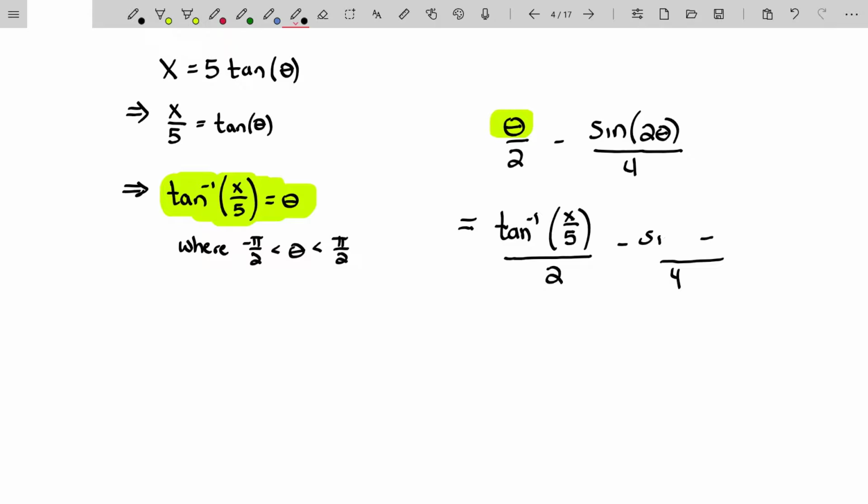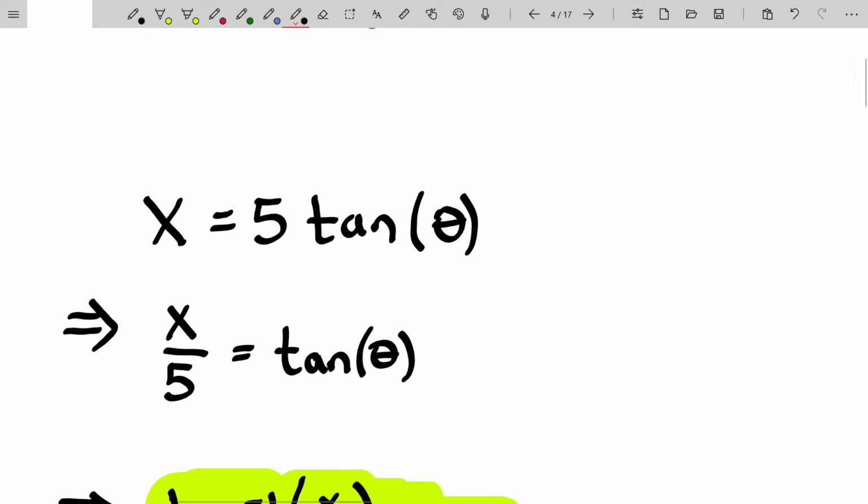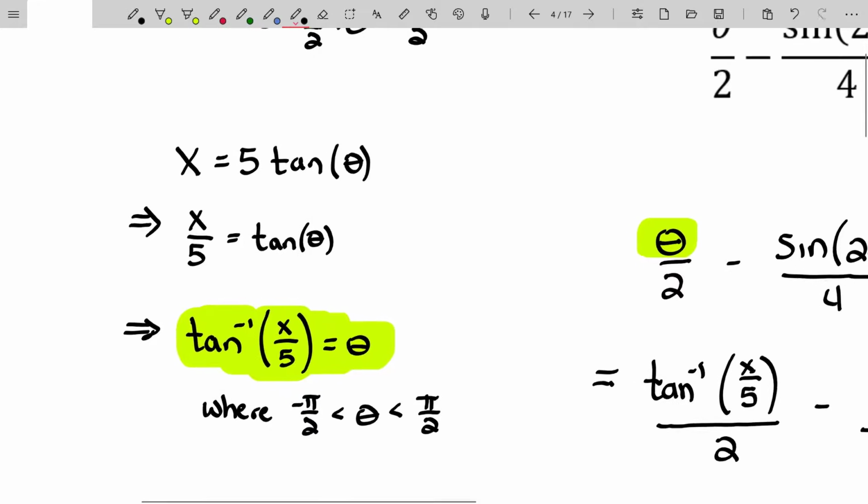But we happen to know the sine of 2 theta is the same thing as twice the sine of theta times the cosine of theta. Because we were not dealing with a double angle here. Nobody told us what 2 theta was equal to. All we know is what theta is equal to.